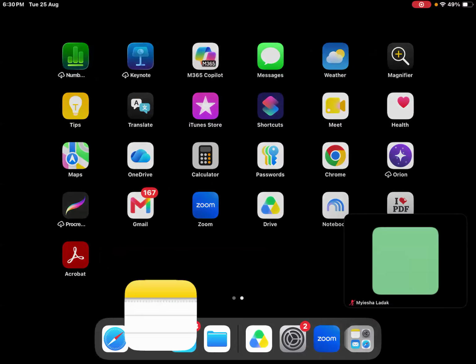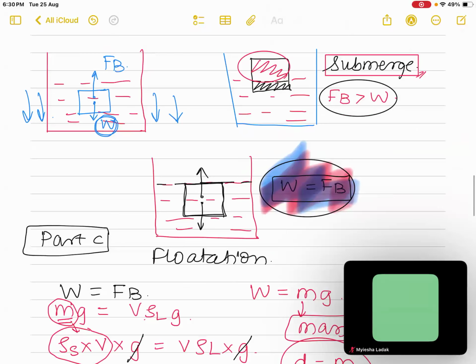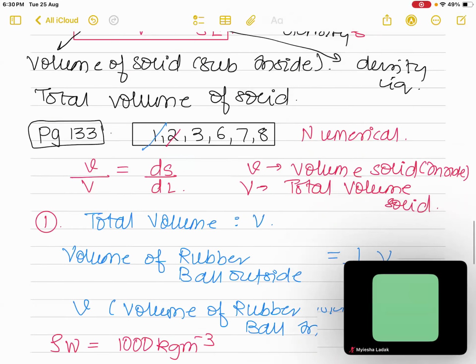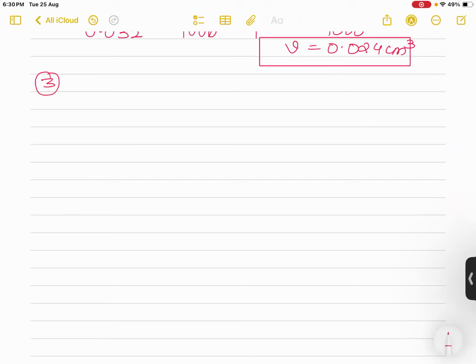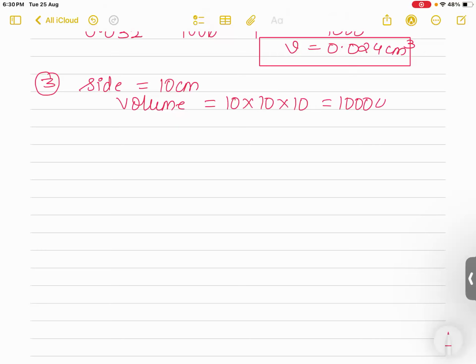Sure. Third sum. I will read it and then we will try. The third question is, they have instructed a wooden cube of side 10 centimeter. So side of the cube is given to me as 10 centimeter. So I can simply say volume of the cube will be 10 into 10 into 10, which is going to be 1000 centimeter cube as the total volume.